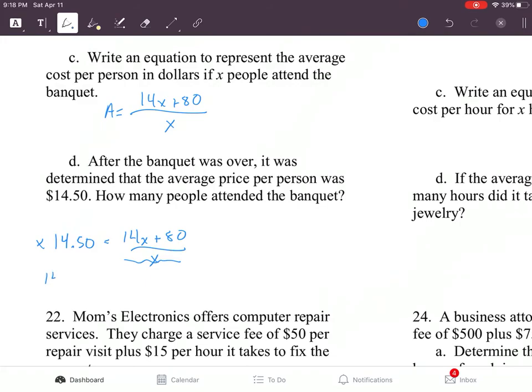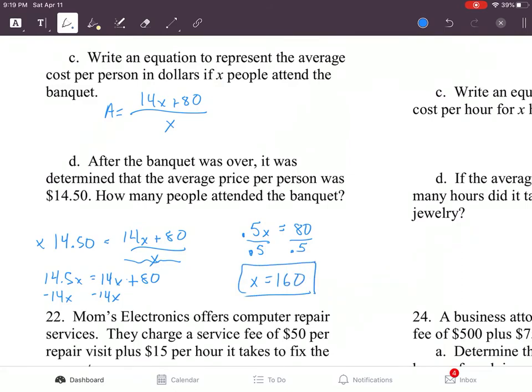So we have 14.5x equals 14x plus 80. We're going to subtract 14x from both sides. We're going to have 0.5x equals 80. And once we divide both sides by 0.5, x will equal 160 people.